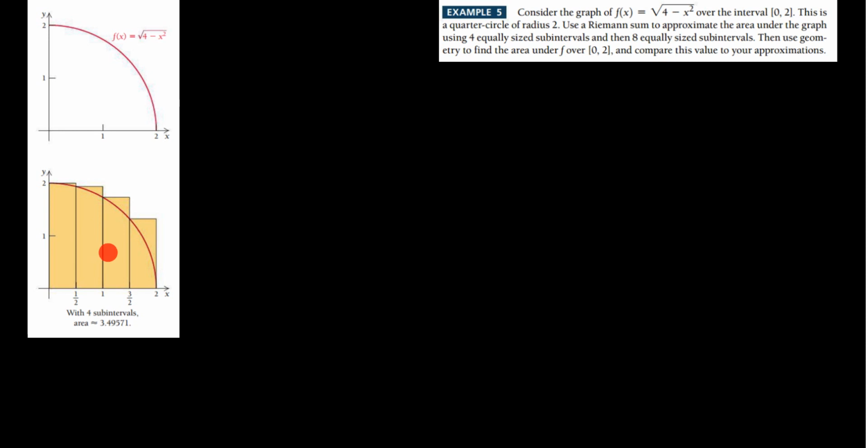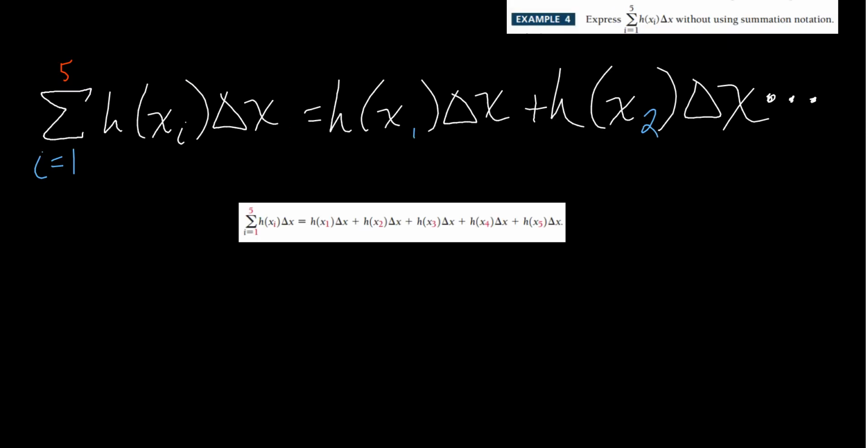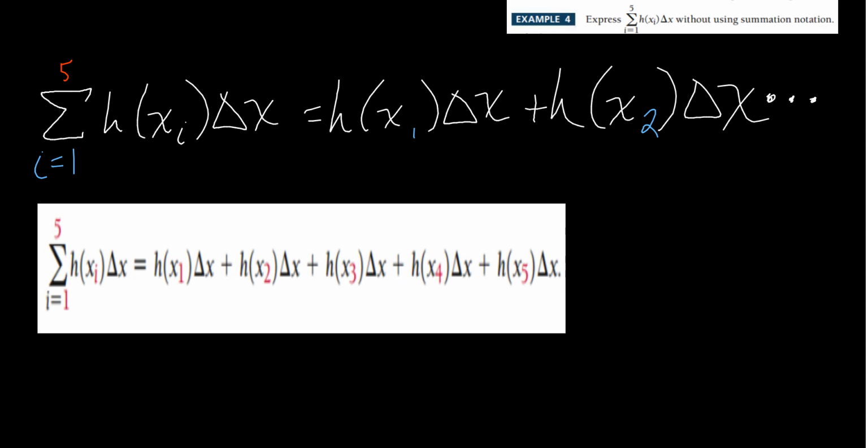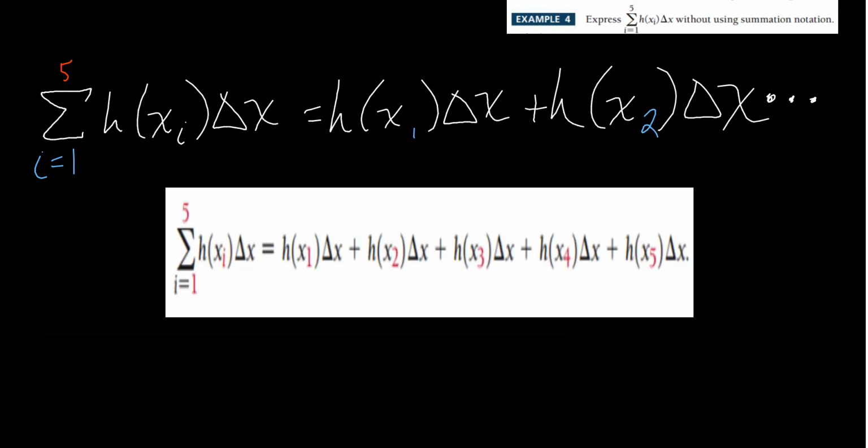So we're going to have to figure out what the delta x, the change in x, is going to be. In order to do this, let's go back and look at the formula. Notice how in our summation formula, all these terms have delta x. The first thing we're going to do is find the change in x.